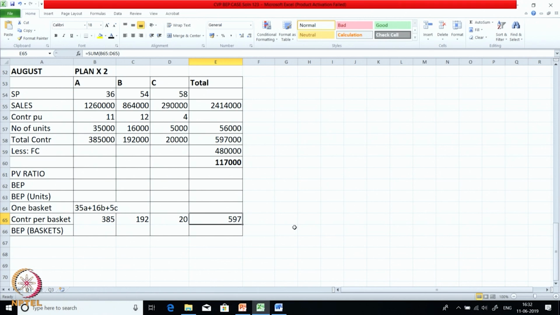Now, you can get BEP in terms of number of baskets, because we know that our target is to recover 4,80,000 and from one basket I get 597. So, FC upon contribution per unit gives me 804.02. So, you need to sell 804.02 baskets, and in one basket we have got 35 A, B and C, whatever is the amount. So, compute now the units of ABC. So, you will get 28,140 units of A, 12,864.3 units of B and 4,020.1 units of C.